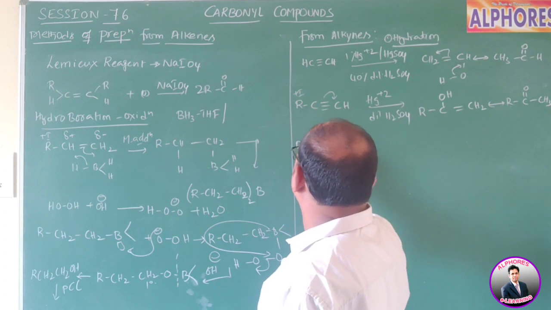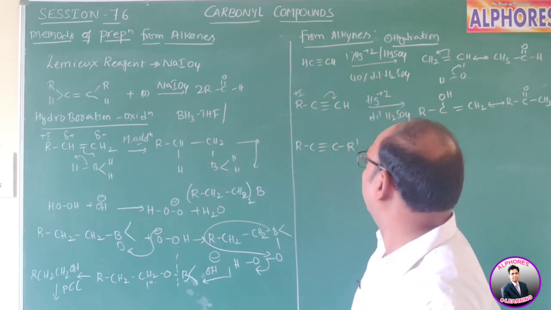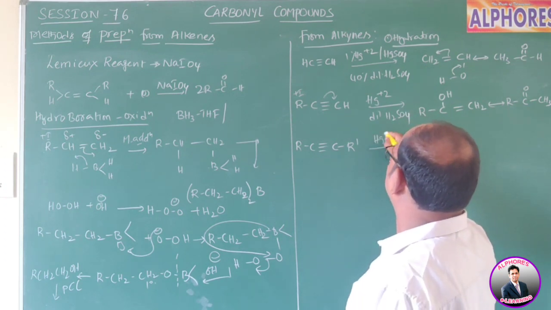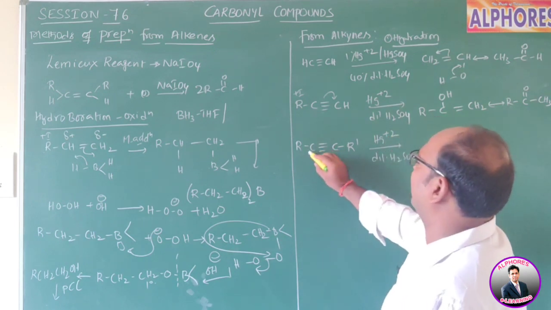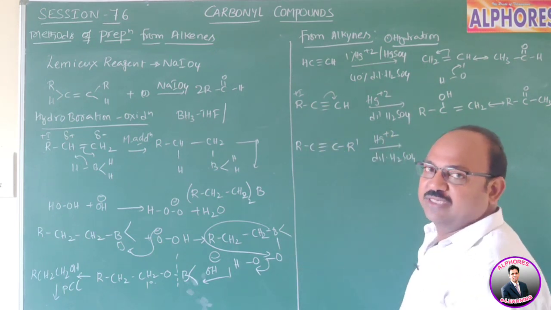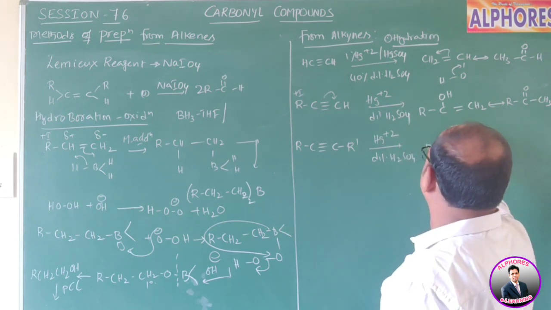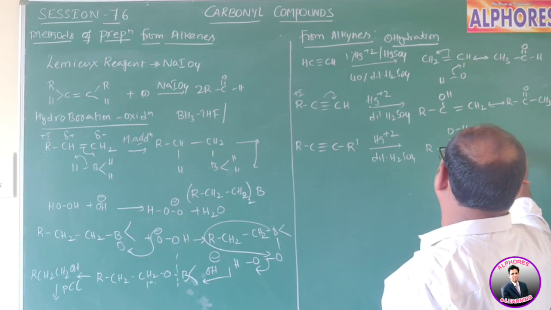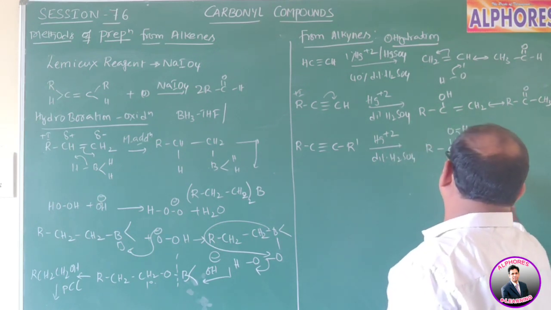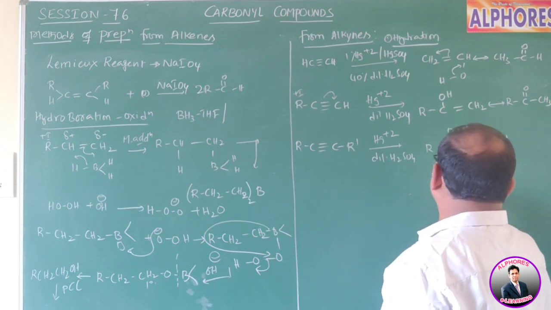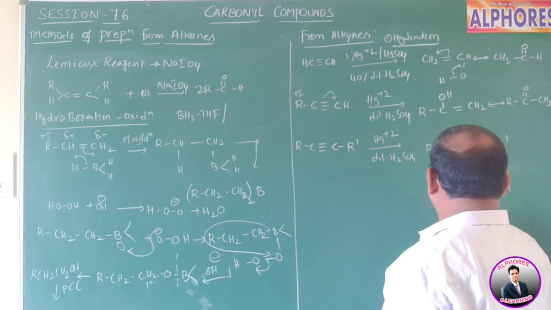And if we consider RC≡CR', now in that case with Hg2+ and dilute H2SO4, what happens? Either of these two carbons is attached to OH, and obviously the other carbon is attached to hydrogen. Then we get RC(OH)=CHR'. Let us assume this product is formed. And this upon enolization, tautomerization, gives RC(=O)CH2R'. So again we get a ketone.